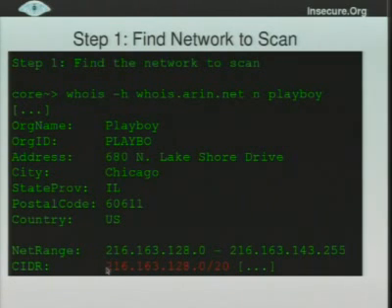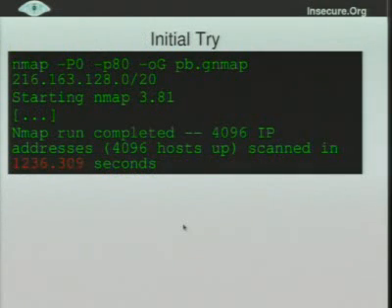But I'm going to pick 216.163.128.0/20 as an example. Most of you probably hear /20 and think 4,096 IP addresses. And that's what we're going to scan. So first we're going to do the initial try.